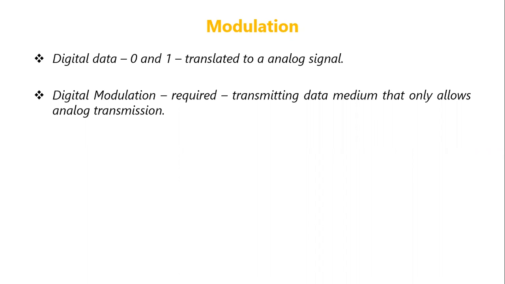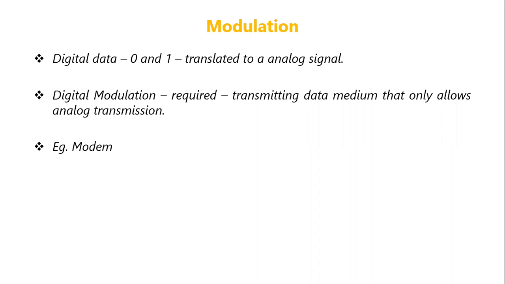One example of digital modulation is the modem. A modem is a device, a modulator or demodulator. It converts the digital data from the computer into an analog form and sends it over the normal telephone line. Similarly, it receives data from the telephone line, which is in analog form, converts it to digital form, and gives it to the computer.